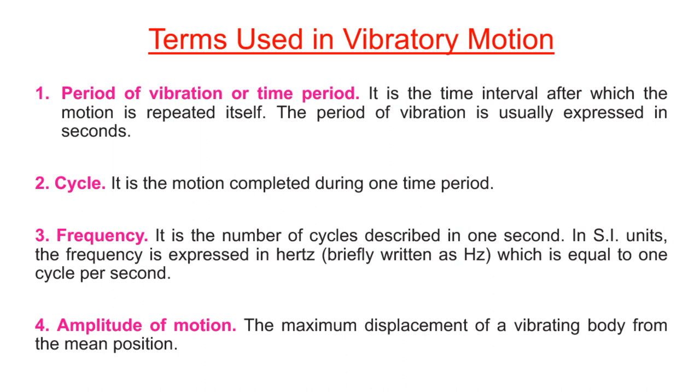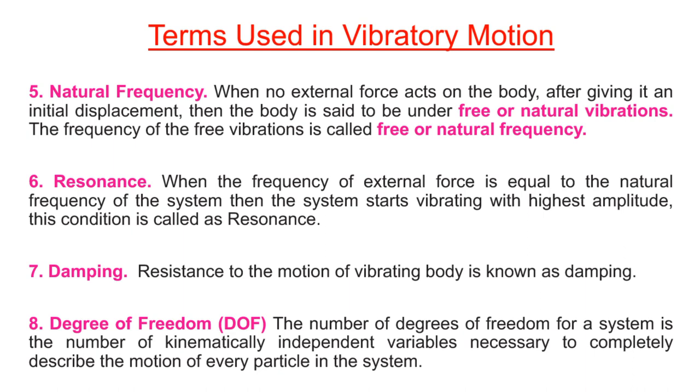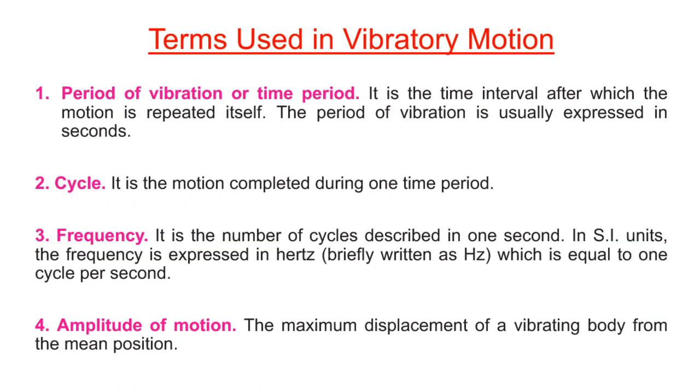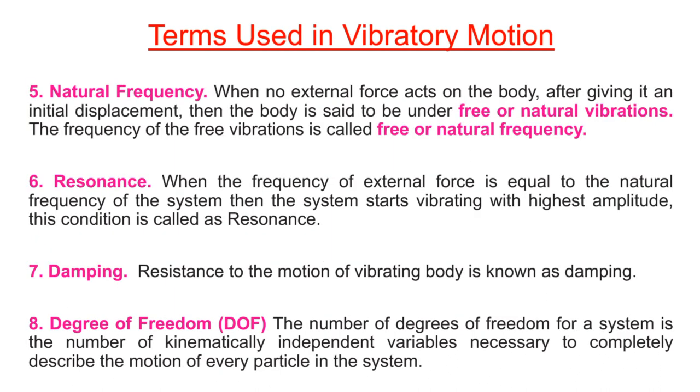Amplitude of motion. The maximum displacement of a vibrating body from its mean position is called amplitude of motion. Next is natural frequency. Previously we have studied the definition of frequency. It is nothing but the number of cycles described in 1 second. Now here is natural frequency. When no external force acts on the body after giving an initial displacement, then the body is said to be under free vibration or natural vibration.